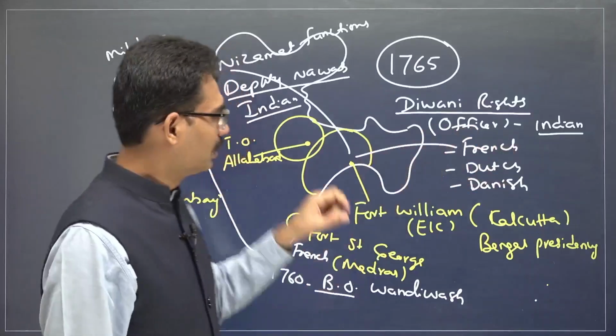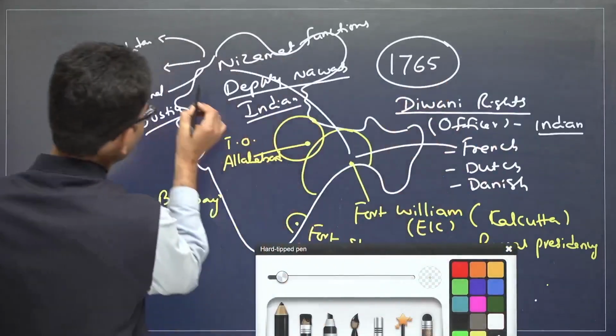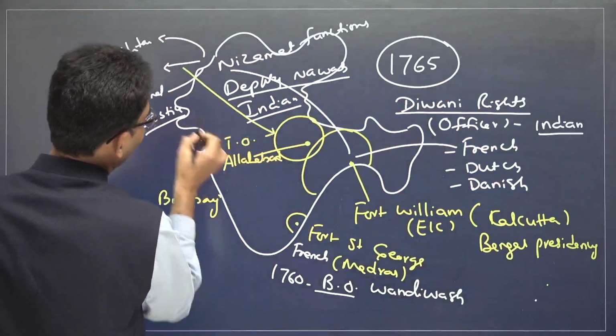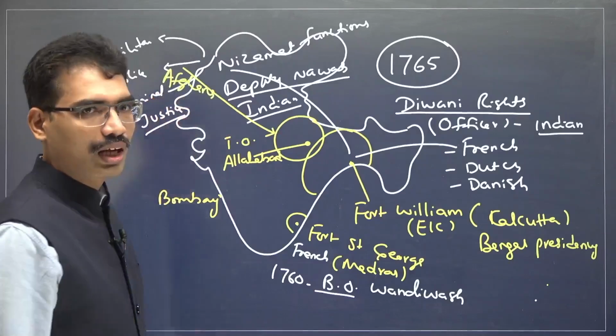Second one, when it comes to this side, we are in the 1760s only. In the 1760s, still the powerful people were the Afghans, Ahmad Shah Durrani.